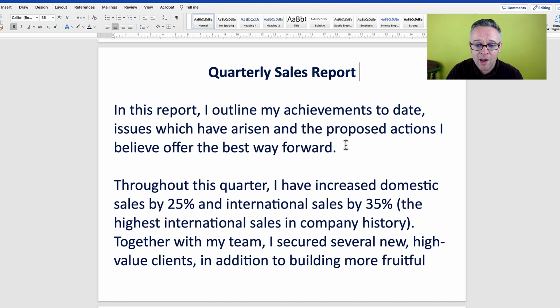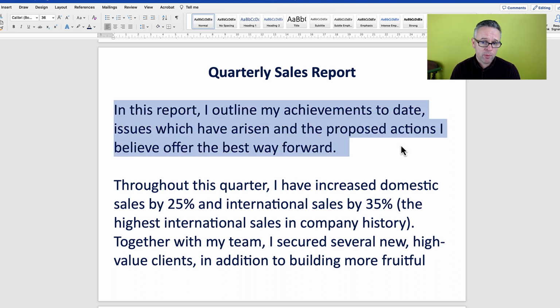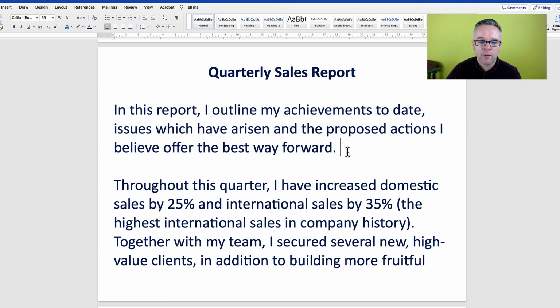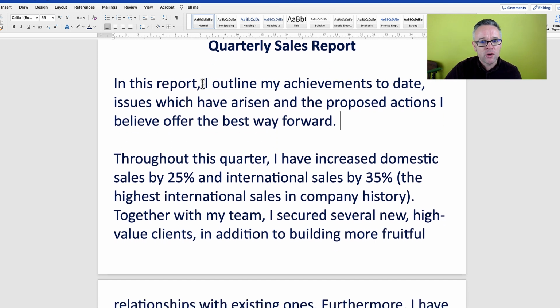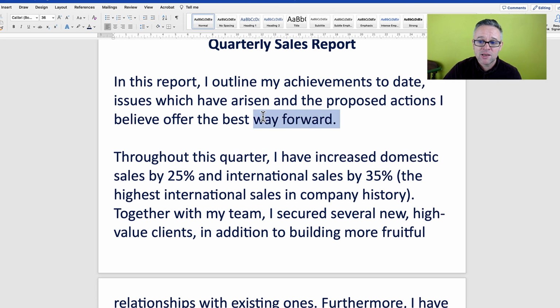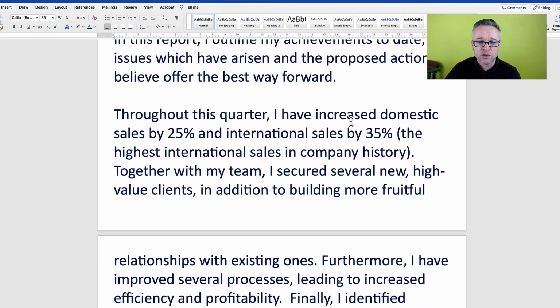So first of all, I'll read the introduction. In this report, I outline my achievements to date, issues which have arisen, and the proposed actions I believe offer the best way forward. So those 3 things there. I've used a comma after the fronted adverbial. This is a great collocation, issues which have arisen. This comes from the verb to arise when we're talking about problems. So that's a super little introduction there.